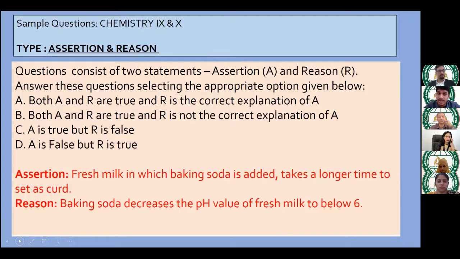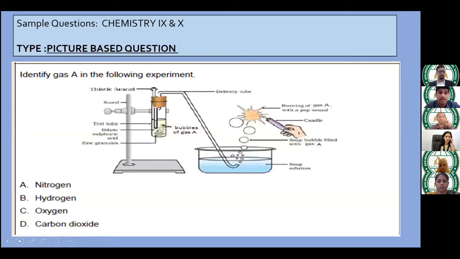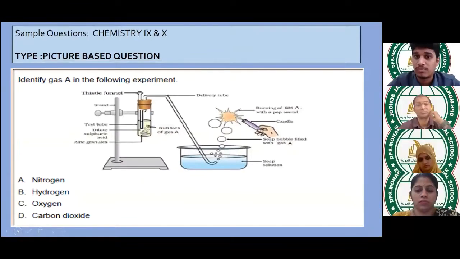Moving on to the second type of question which can be asked in the exam, a picture-based question. I'm very sure a picture-based question will come in the exam, because there are lots of experiments which students may not be able to do due to this pandemic. So picture-based questions will help them understand a little more. If you can see, one picture has been given and the question asks which gas is coming out. I hope all the students are able to find the answer: hydrogen, because there is a pop sound.